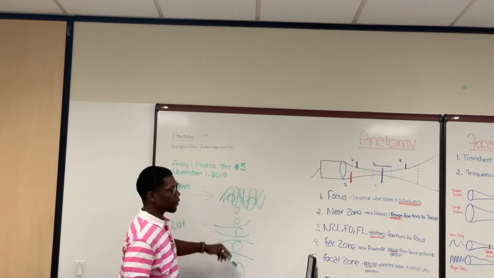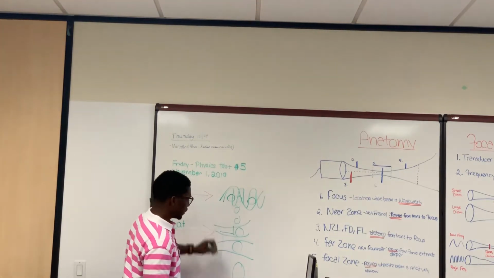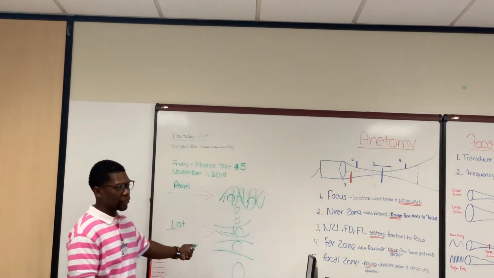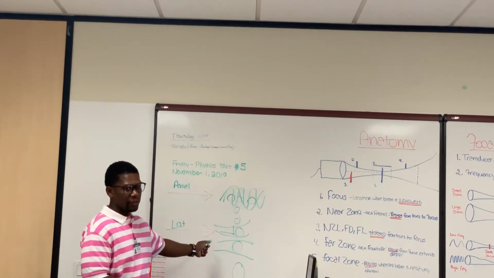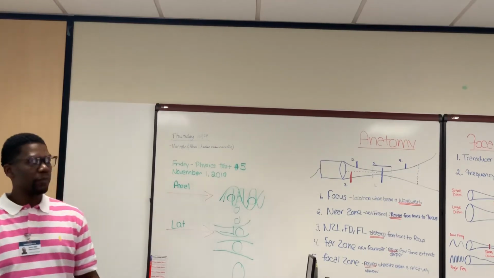These structures right here are perpendicular to the beam. They're at 90-degree angles to the beam. So that's what we're talking about. Lateral resolution is perpendicular, or 90 degrees, to the beam. Axial resolution is structures that are parallel to the beam.